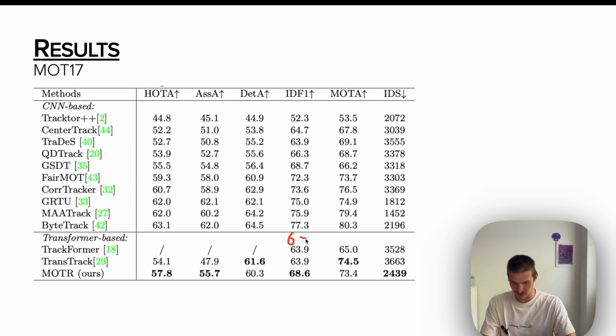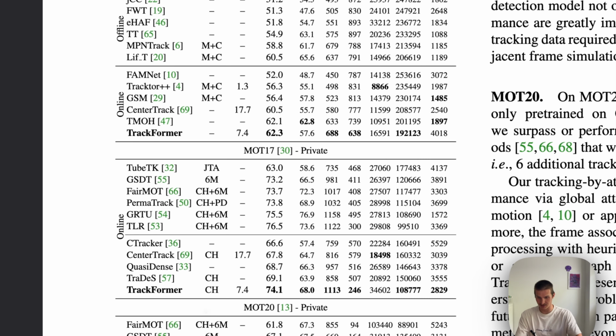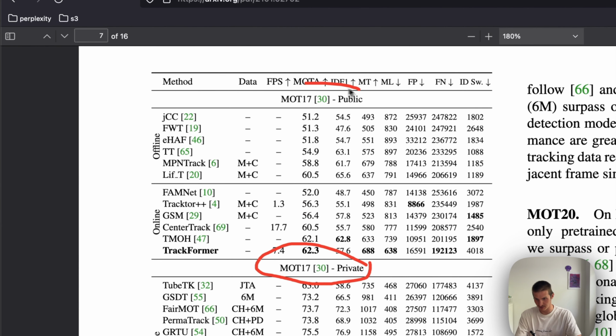So the correct ones should be roughly 68 for IDF1 and 74 for MOTA. If we actually look at the TrackFormer paper, they have two sets of results, the MOT17 private and MOT17 public. The public leaderboard is something really weird because they basically rely on existing detections from some object detection model, and then they compare heuristic-based object trackers using these common existing detections.